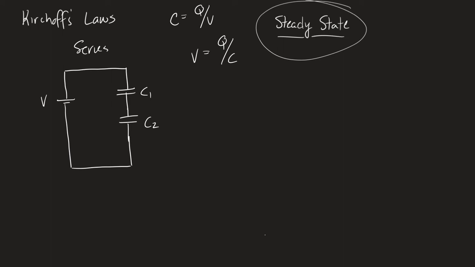All right, Kirchhoff's first rule. The sum of the voltage drops in any loop through your circuit equals 0. The sum of the voltage drops through any loop through your circuit will equal 0.